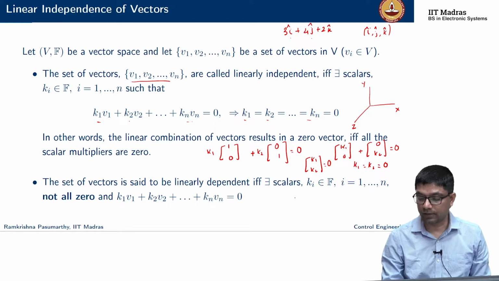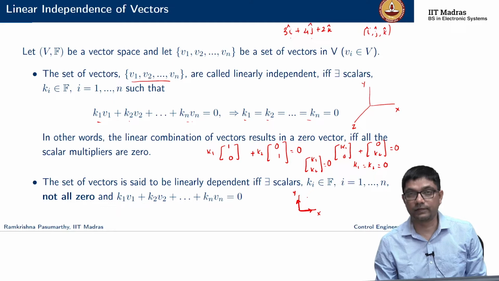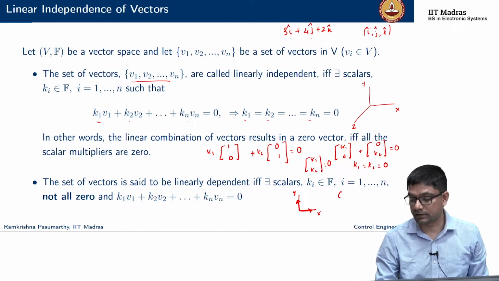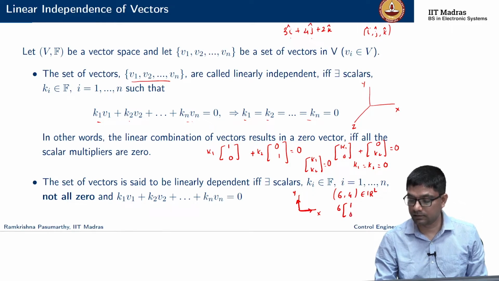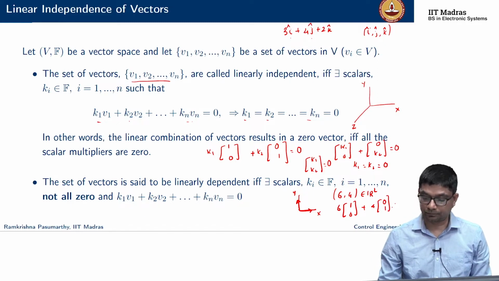And we know that if I look at R2, say just the two-dimensional plane, 1, 0 will be the unit vector along the x-axis, and 0, 1 will be the unit vector along the y-axis. Any vector in R2, say 6, 4, can be written as 6 times 1, 0 plus 4 times 0, 1.